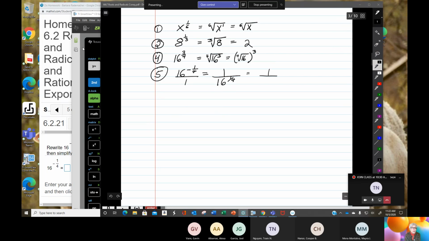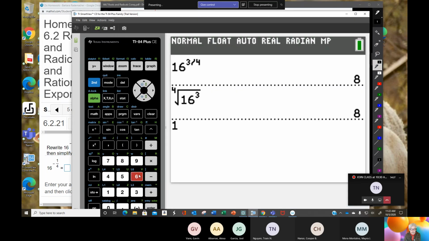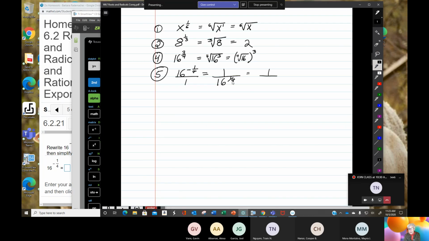I know that my answer is going to go down there. So I'll get the calculator and say 16 caret 1 divided by 4. Enter, and that's 2. So 16 to the 1/4 power is 2, and the 2 is down there, so you've got 1/2. Oh, and I didn't change it to radical notation, which I think is what they wanted, that would have been 1 over the 4th root of 16.